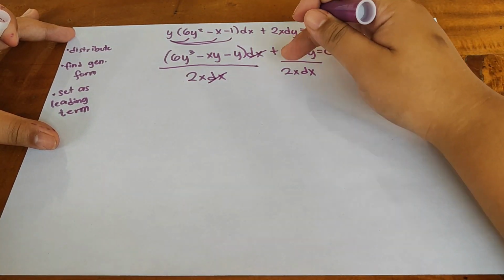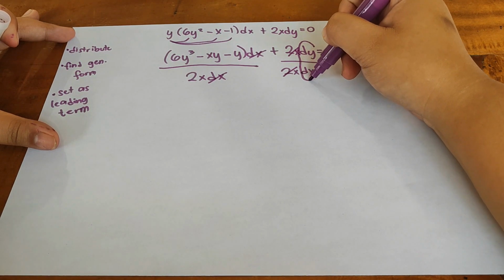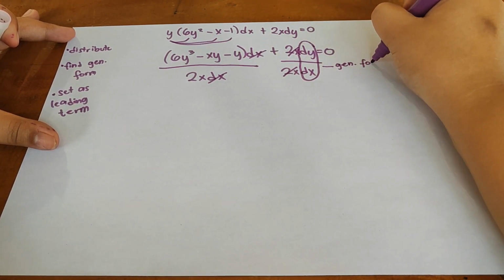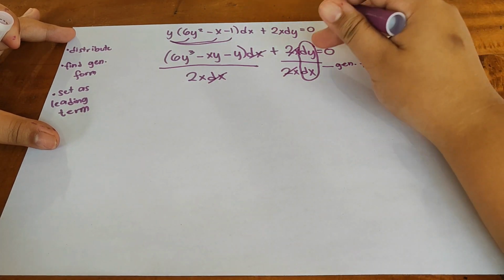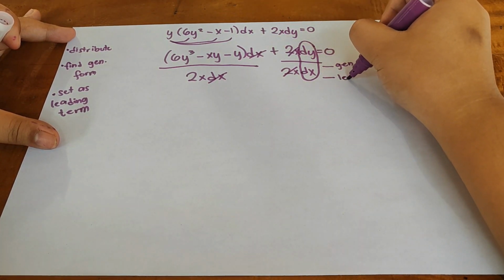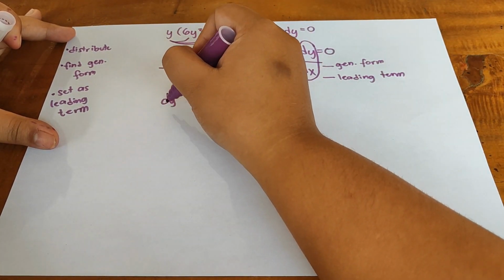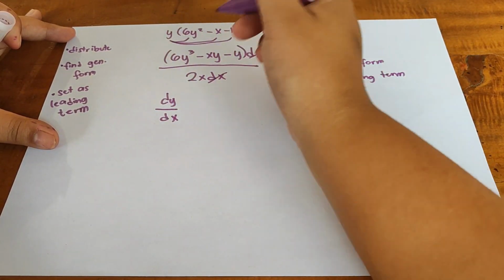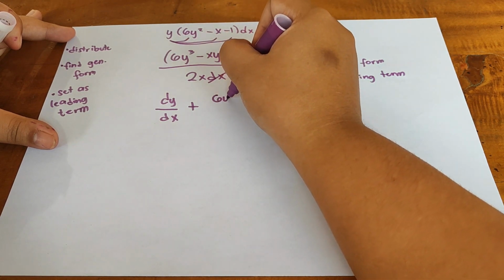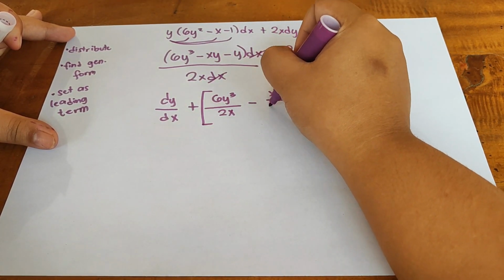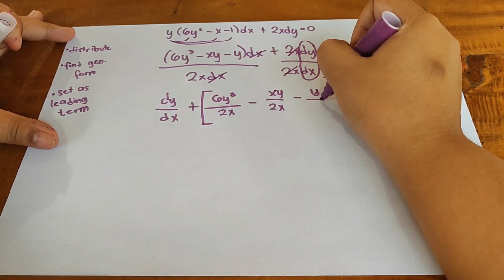Now we can obviously see what to cancel. So we cancel dx and 2x since it is similar. And now we have found our general form, the dy over dx. With this general form, we will use this as our leading term, so we will rewrite the whole equation. We now have dy over dx and then separate this equation. So we have plus 6y cubed over 2x minus xy over 2x minus y over 2x equals 0.